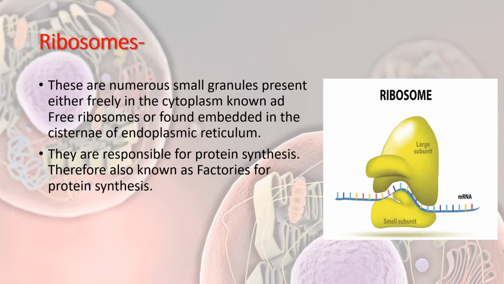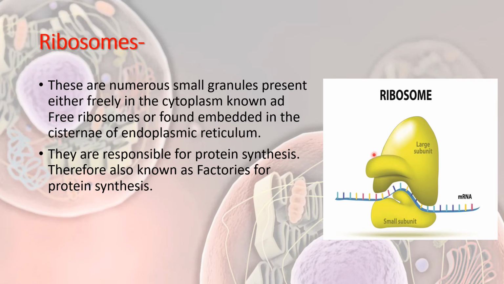So we just talked about the granular structures on the surface of the endoplasmic reticulum. So what are these structures? What are ribosomes? Basically, ribosomes occur in two forms. The first one is free ribosomes that are present freely in the cytoplasm, and the other one is those embedded in the cisternae of the endoplasmic reticulum. Basically, the ribosome structure is completely made up of protein and RNA.